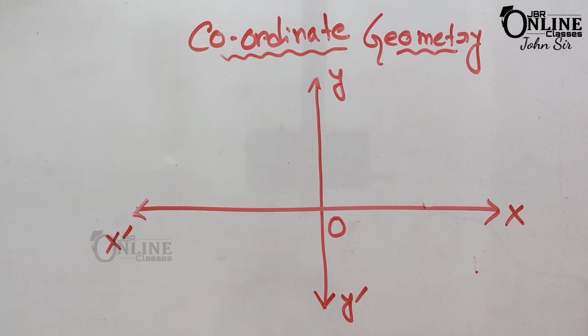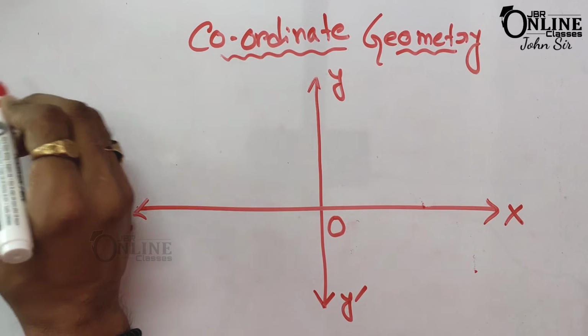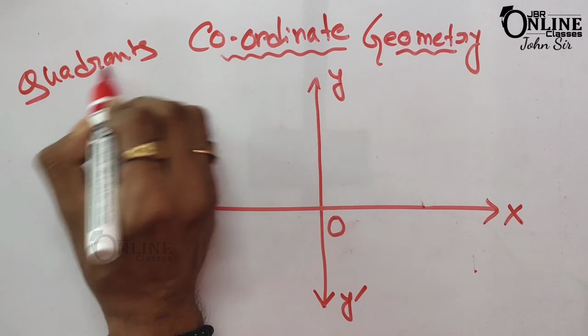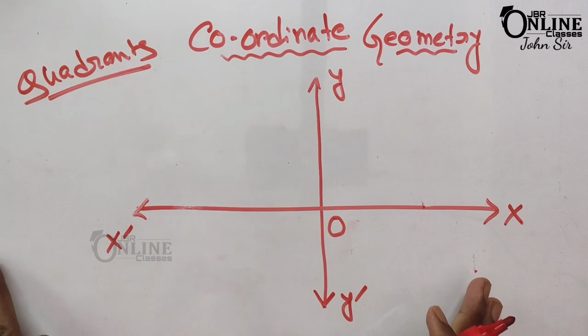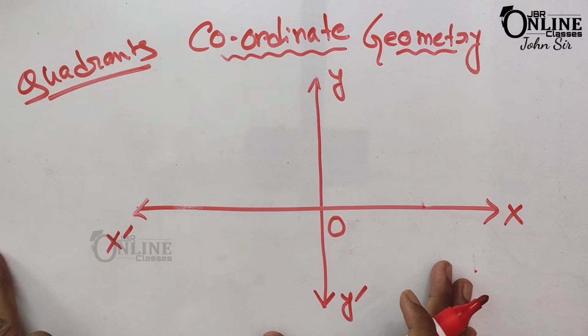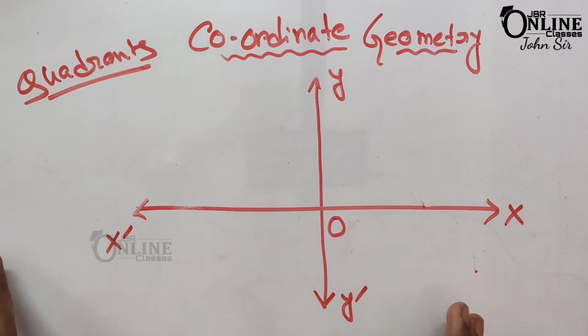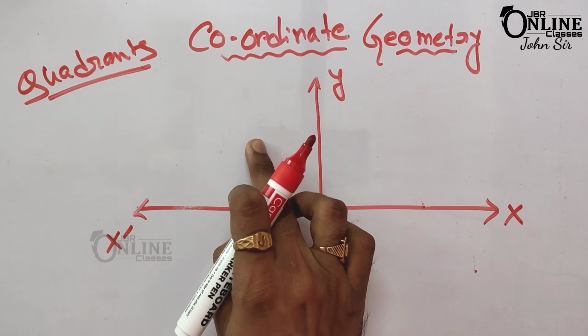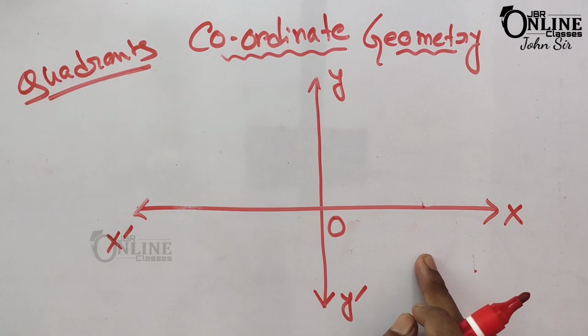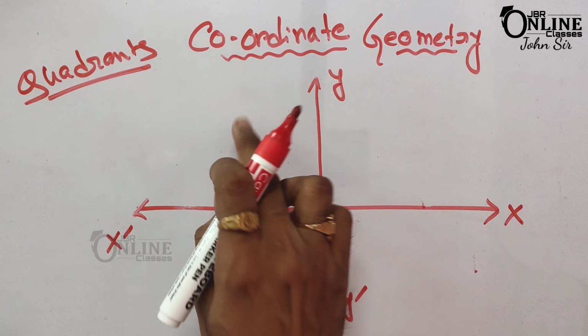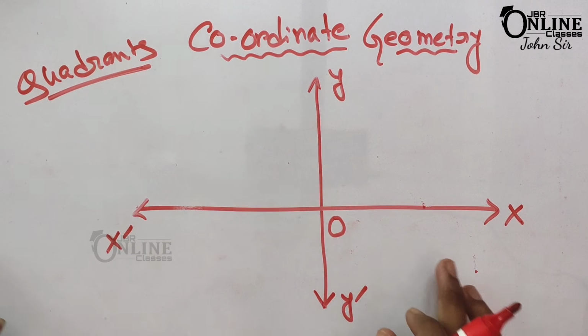Now the last part we are going to discuss is quadrants. The horizontal and vertical number lines XOX dash and YOY dash divide the coordinate plane into 4 parts. So here the first part, second part, third part and fourth part. These 4 are called quadrants: first quadrant, second quadrant, third quadrant and fourth quadrant.